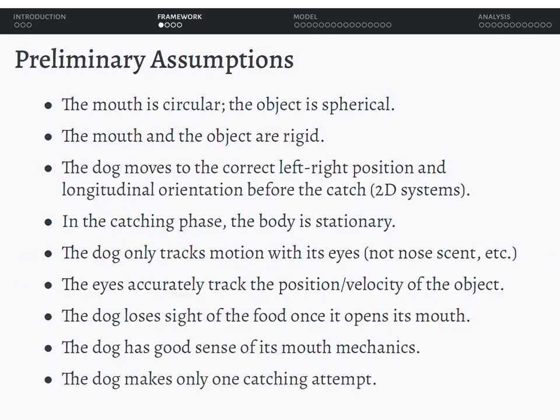We need to make the following assumptions. The mouth is circular and the objects are spherical. The dog moves to the correct left-right position and longitudinal orientation before the catch. During the catching phase, the body is stationary. The dog only tracks motion with its eyes, and the eyes are able to accurately track the position and velocity of the object. The dog loses sight of the food once it opens its mouth, and the dog has a good sense of its own mouth mechanics. The dog only makes one catching attempt.